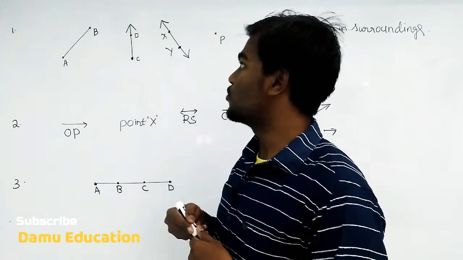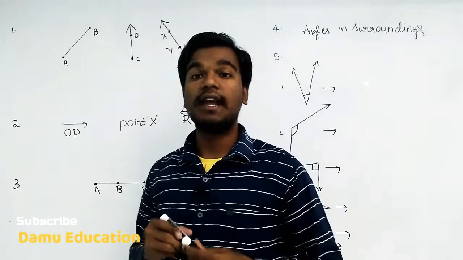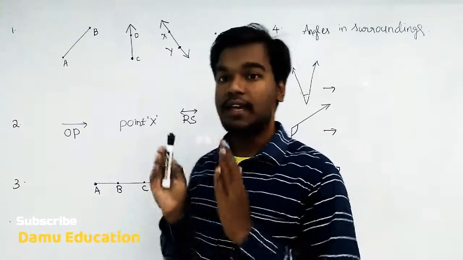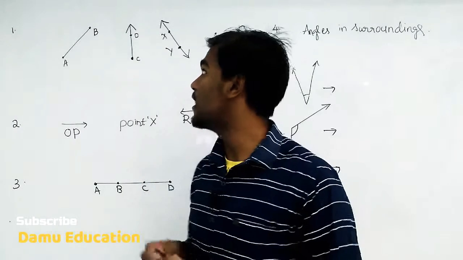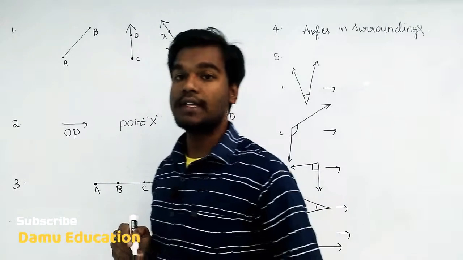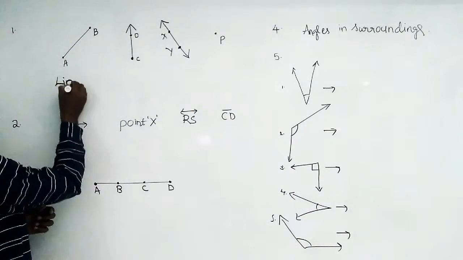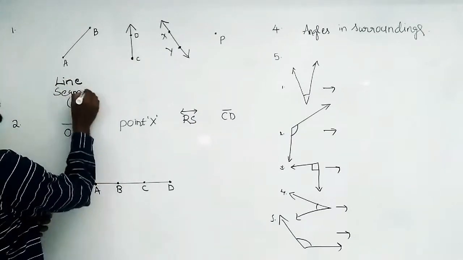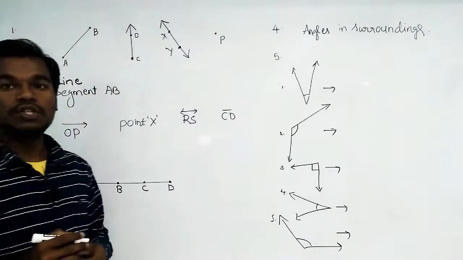Okay, our first one is AB line segment. A line segment is a part of a line, and a line segment will always start at one point and end at another point. So here we can write this as line segment AB. This is the representation of line segment AB.